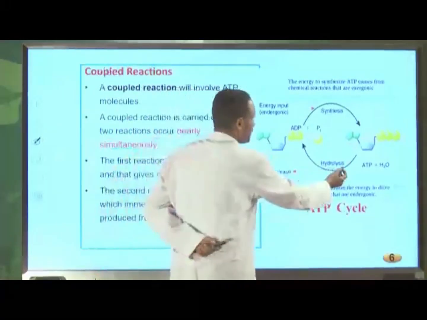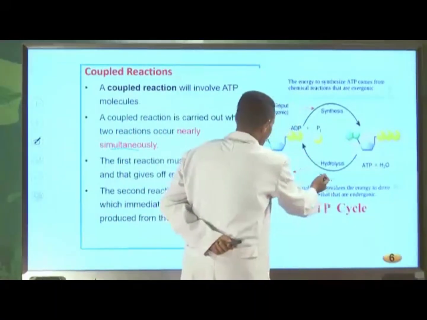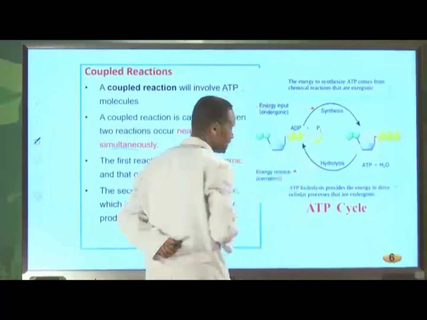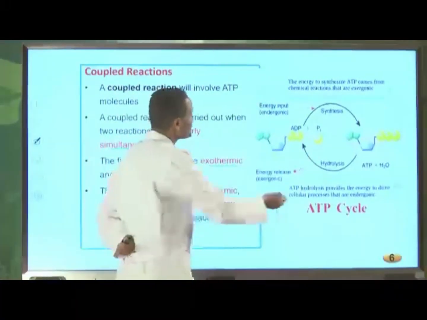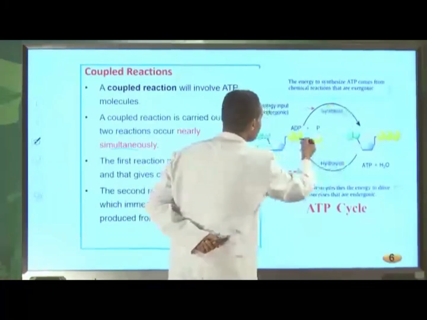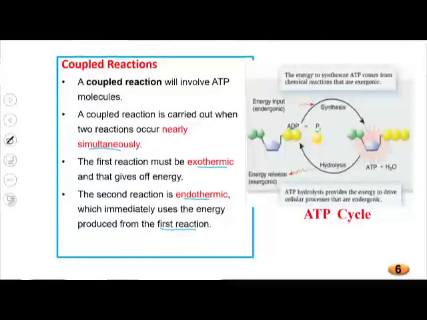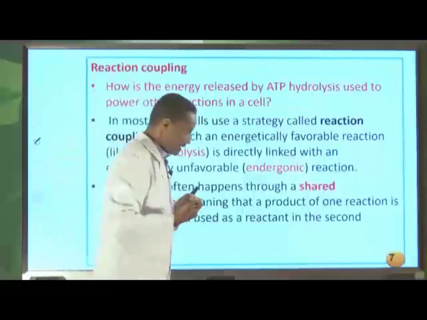Now, when ATP is hydrolyzed, it can be converted into ADP and inorganic phosphate. Now, in the second reaction, when ATP is synthesized, this ADP can be used as an intermediate, and it produces ATP. This is how the two reactions, the hydrolysis of ATP and the synthesis of ATP, take place nearly simultaneously. This process of reaction can be called coupled reactions. Reaction coupling.